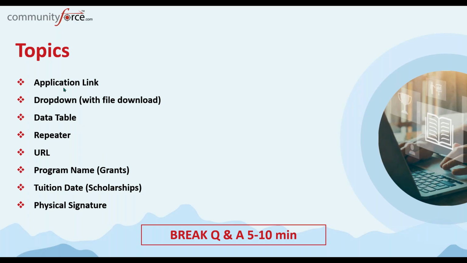So we'll be talking about application link. What is that? Drop down with a file download. That's a special question type we have. Data table, how to create those, how to create repeaters, a URL. So what is that? It's to collect URLs in your application forms.